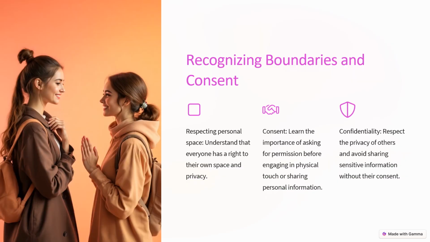This next slide, we're talking about recognizing boundaries and consent. So we want to start with respecting personal space. Understand that everyone has a right to their own space and privacy. Second, consent. Learn the importance of asking for permission before engaging in physical touch or sharing personal information outside of the conversation you're having with one person or a group of people. And lastly, confidentiality. We want to respect the privacy of others, so things people share with you in private, and avoid sharing sensitive information without their consent.